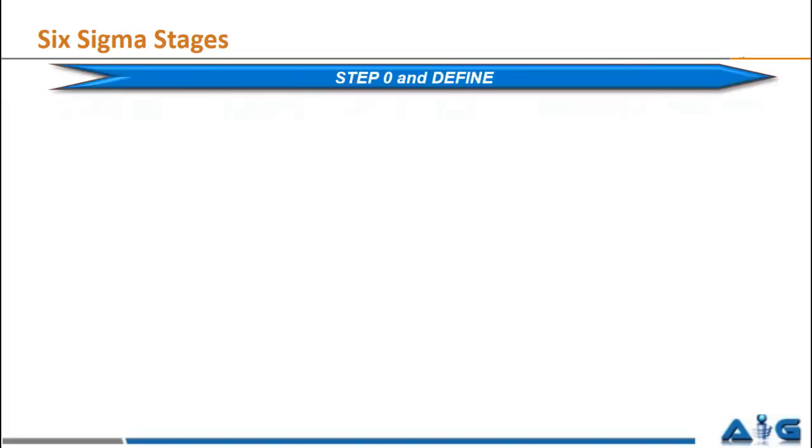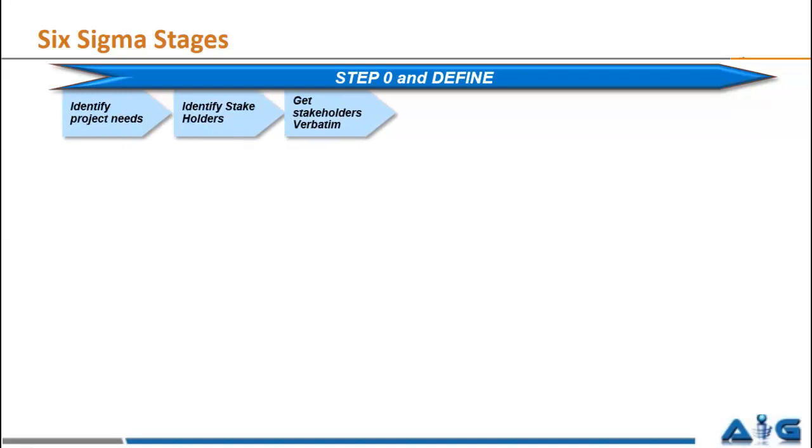The first stage is define. The project will mandatorily start with you identifying a project need and identifying the people involved in the problem. So you identify the stakeholders. Work with the stakeholders, get their verbatim, and convert that into CTQs or critical to quality elements. Around this CTQ, create the project charter document and get the charter approved.